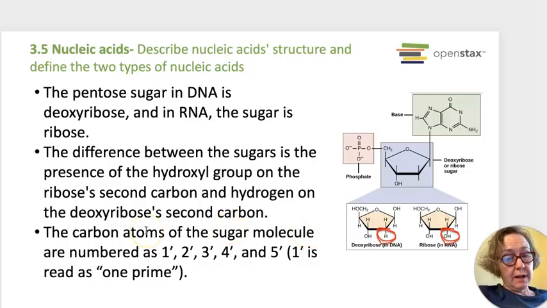The carbon atoms of the molecule are numbered 1, 2, 3, 4, 5. We already did this. Remember? 1, 2, 3, 4, 5. That's how we're numbering the carbons. Okay? 1, there's a carbon here. 2, 3, 4, 5. Okay? This is your 6th carbon up here.